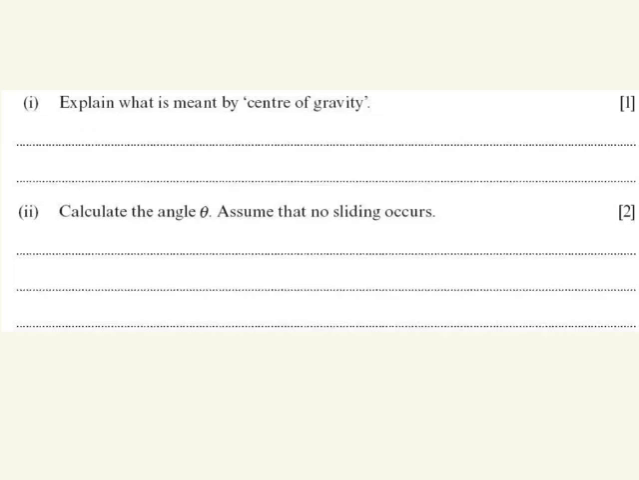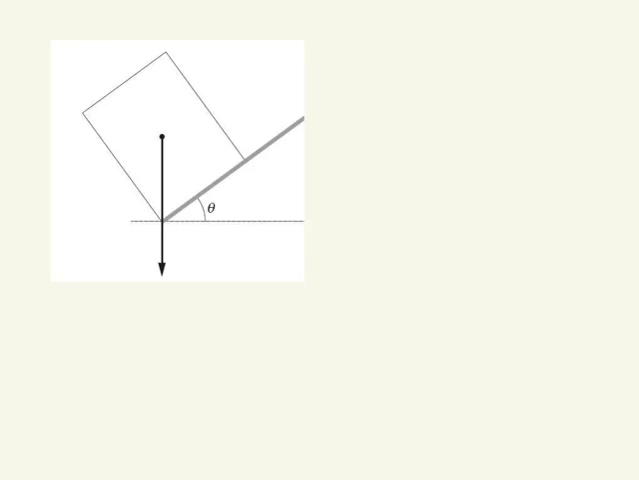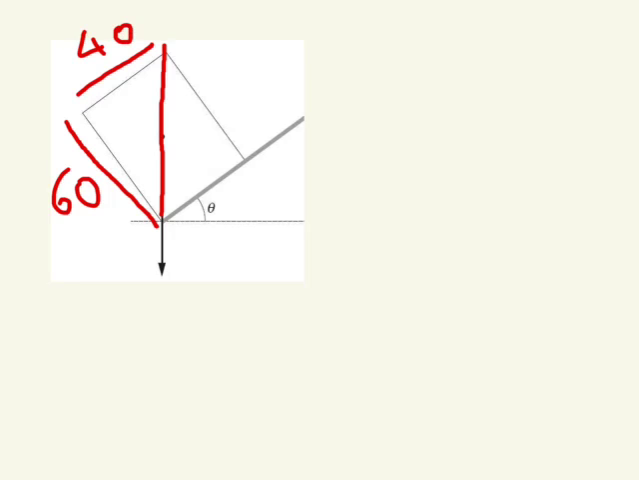The next part asks us to calculate the angle theta, i.e. the angle of the slope, assuming that no sliding occurs. So this is the setup, and we can extend the line showing where the weight is acting all the way through the centre of mass and up to the opposite corner. We then know that this line here has a length of 60 centimetres, and this line here has a length of 40 centimetres. And hopefully you can see that that angle there is going to be theta.